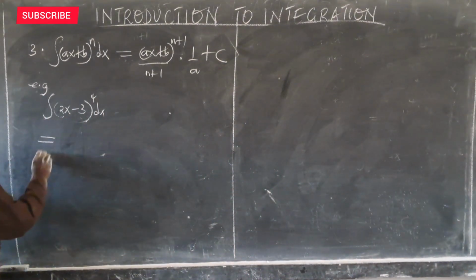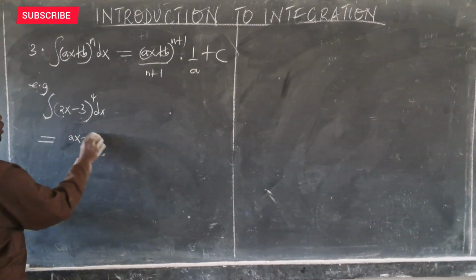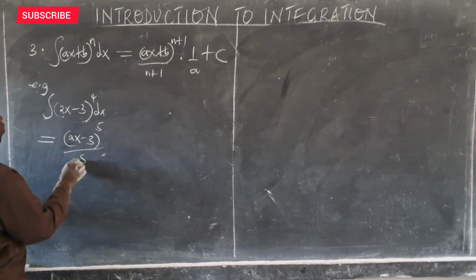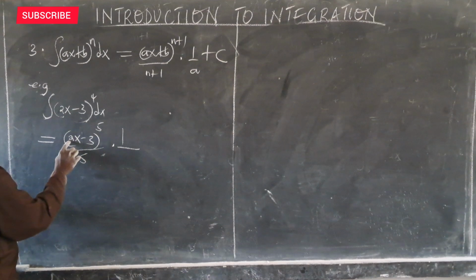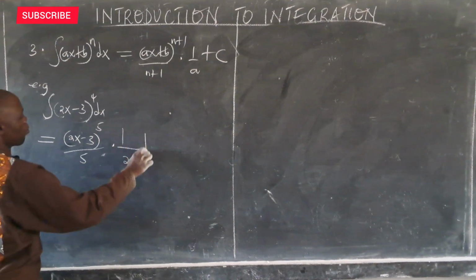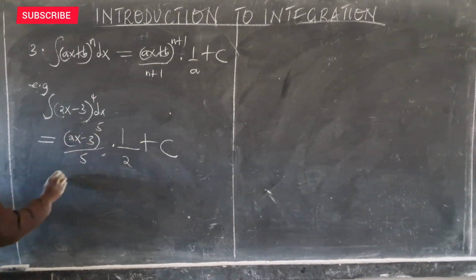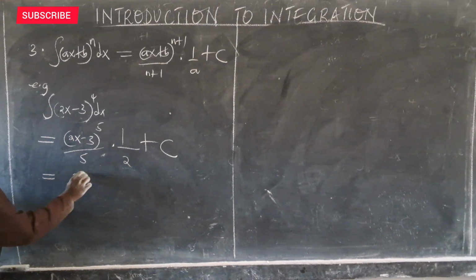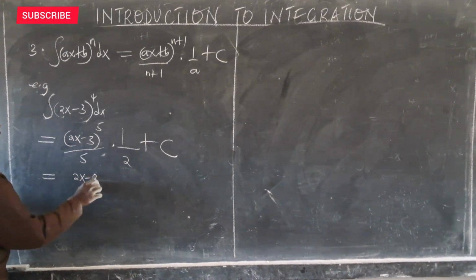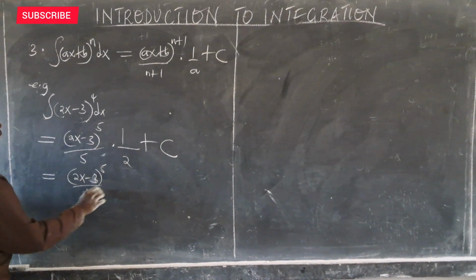So this will be, we raise the power by 1, so this will be (2x minus 3) to the power 5 out of 5. If we differentiate this expression, we differentiate 2x, you get 2, minus 0. So you get this plus c. So you divide by the derivative of the brackets there. So the final expression is this, (2x minus 3) to the power 5 out of 5, this will be 10 plus c.